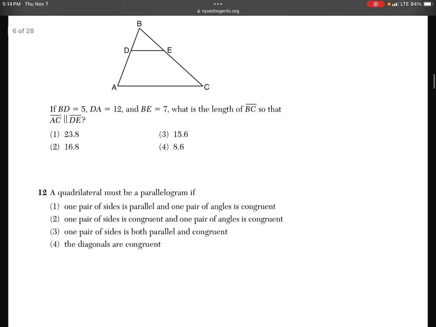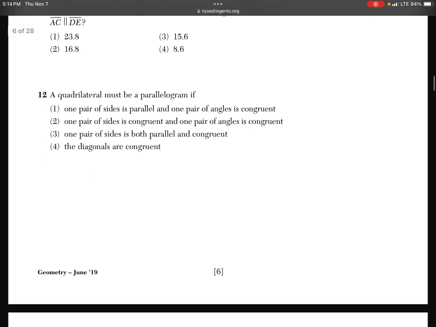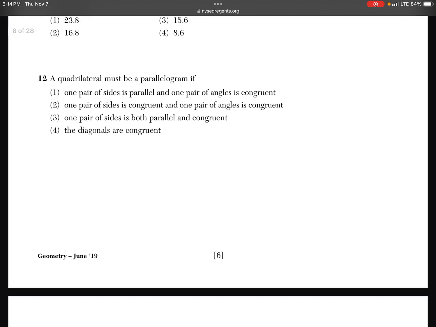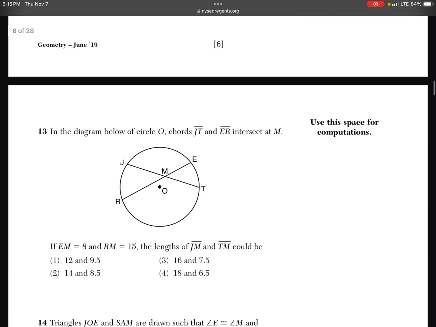Answer should be number 2. Number 12, a quadrilateral must be a parallelogram if one pair of sides is parallel and one pair of sides is congruent and one pair of angles is congruent. I don't think that's enough. One pair of sides is both parallel and congruent. That will prove that it's a parallelogram. Your answer is number 3.